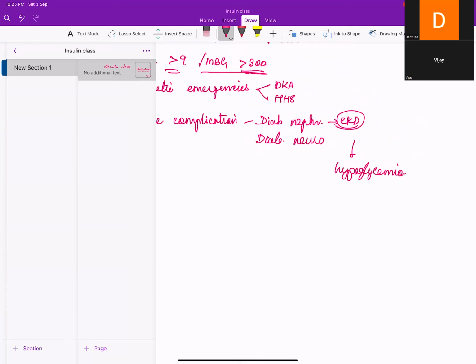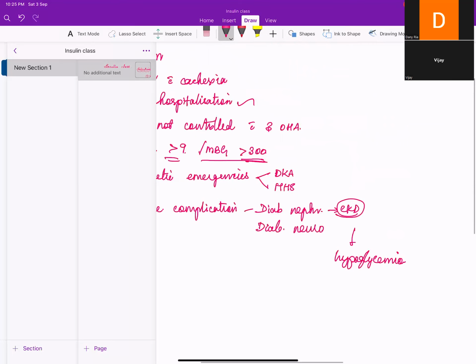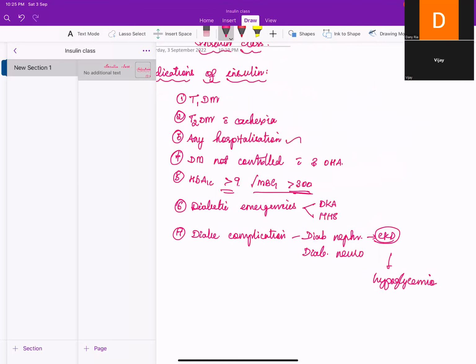If there is a sepsis condition and the patient is on oral hypoglycemics, we should always shift to insulin, even with minimal sepsis, if the count is high.